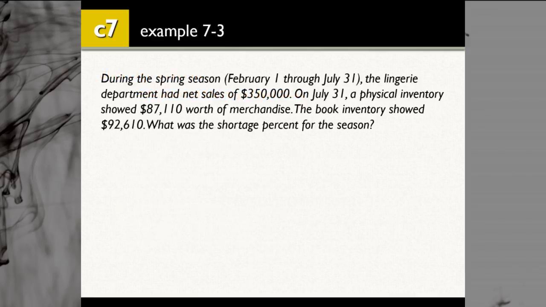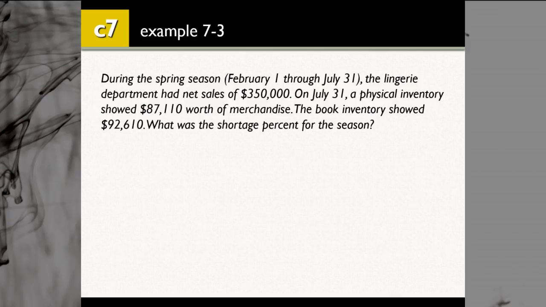Then let's look at an example. During the spring season, February 1st through July 31st, the lingerie department had net sales of $350,000, and on July 31st, a physical inventory showed $87,110 worth of merchandise. The book inventory showed $92,610. What was the shortage percent for this season?